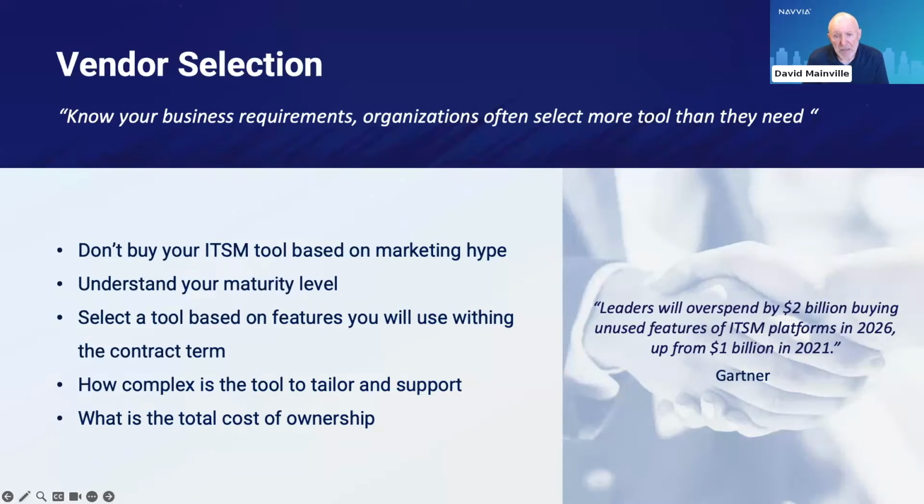So one of the first things I want to talk about is vendor selection. I think there was about 6% of you that said you're going through that process. One of the interesting quotes that I've seen from Gartner is that leaders will overspend by $2 billion buying unused features of ITSM platforms. And that's up from $1 billion in 2021. So what does that mean? It's buying more product than you need.